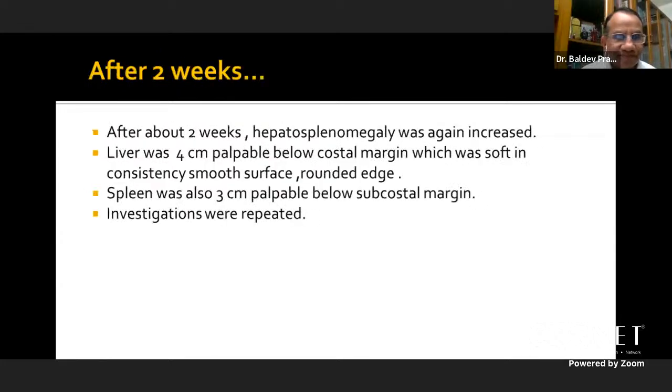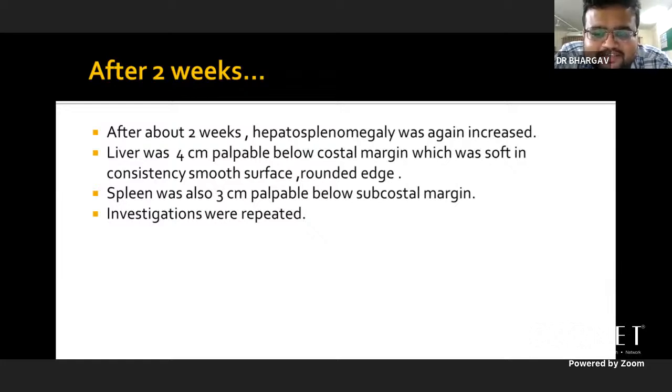After 2 weeks, we found that the hepatosplenomegaly had increased again. The liver was 4 centimeter palpable below the costal margin, soft in consistency, with a smooth surface and rounded edge, and the spleen was 3 centimeter palpable below the subcostal margin, which was previously just palpable, which was normal for age.